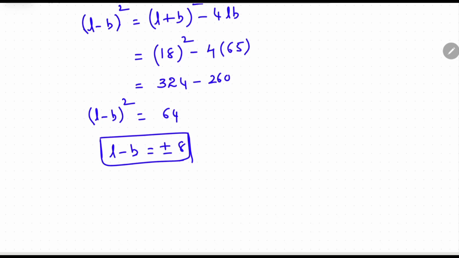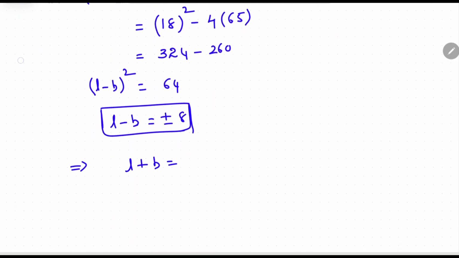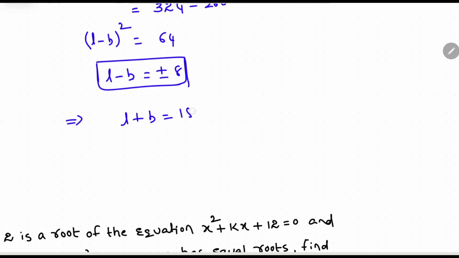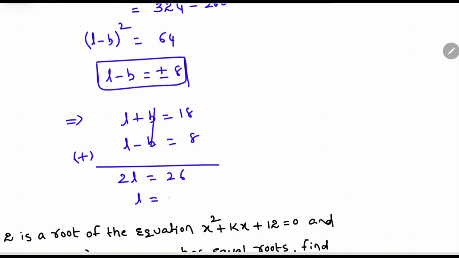But here we cannot take negative for the dimensions of any polygon. So I am taking only positive. So from equation 1 we have L plus B equals, what is equation 1 there? 18. So L plus B equals 18, L minus B equals 8. So on addition both of these will cancel. 2L equals 26. Therefore length will be equal to 13 centimeter.